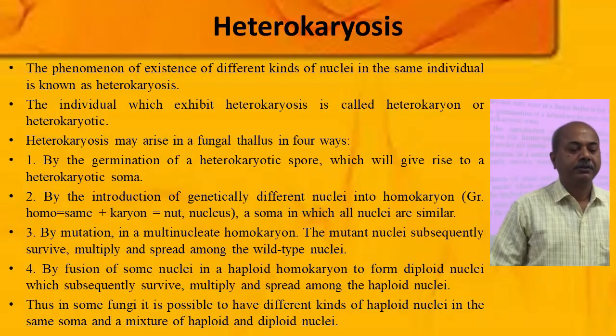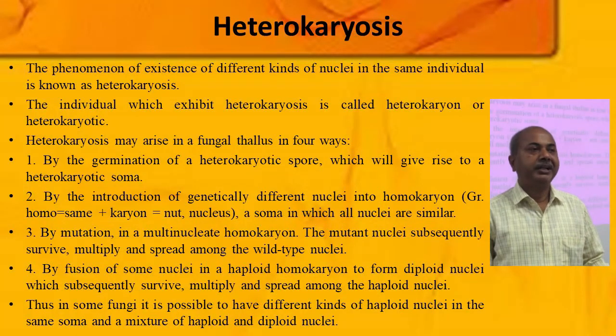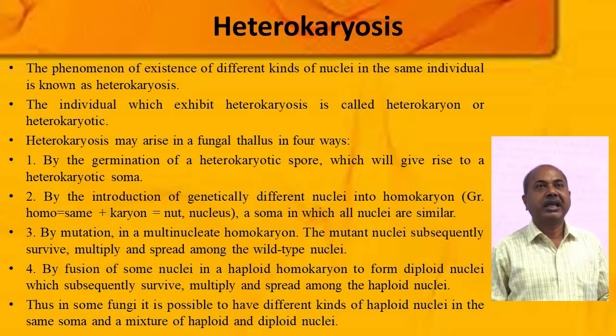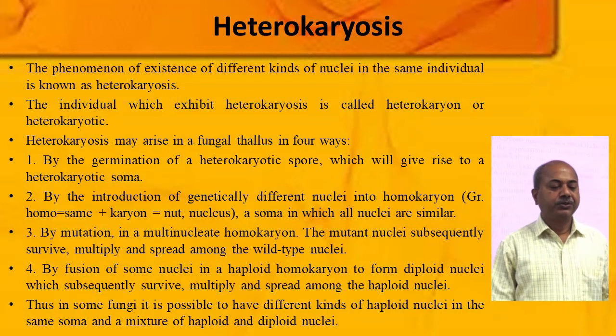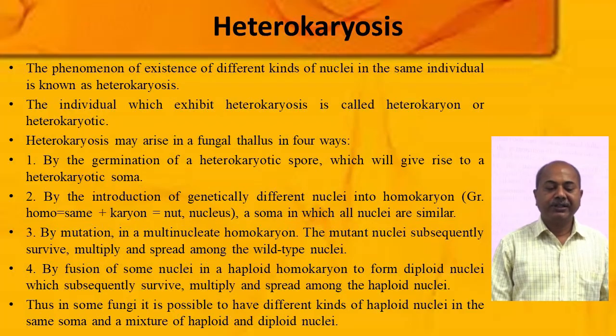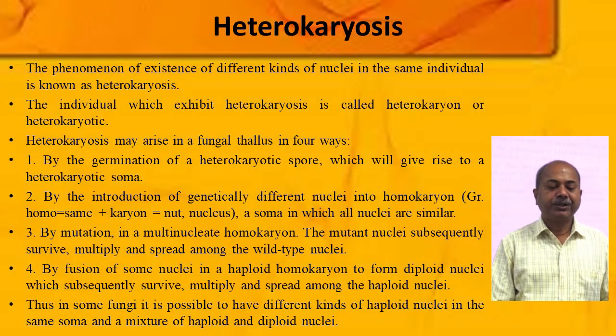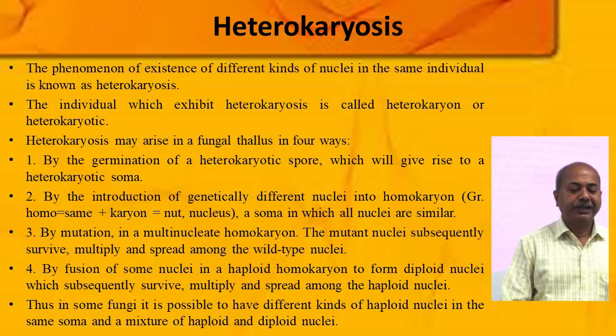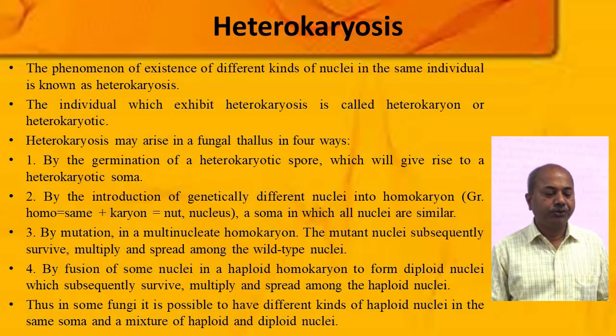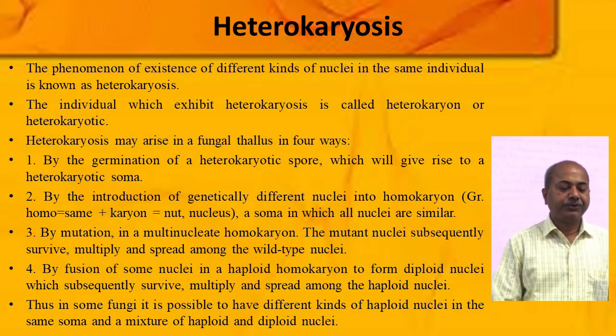Now you can have an idea about some other sexual cycles, that is also heterokaryosis. So what is heterokaryosis? The phenomenon of existence of different kinds of nuclei in the same individual is known as heterokaryosis. The individual which exhibits heterokaryosis is called a heterokaryon or heterokaryotic. Heterokaryosis may arise in a fungal cell or fungal thallus in four ways. First, by germination of heterokaryotic spores, which will give rise to a heterokaryotic soma.